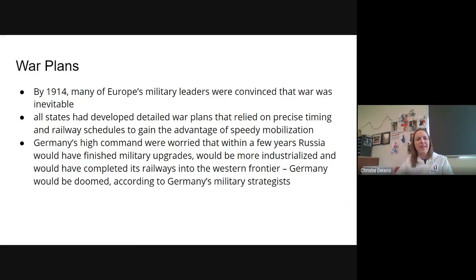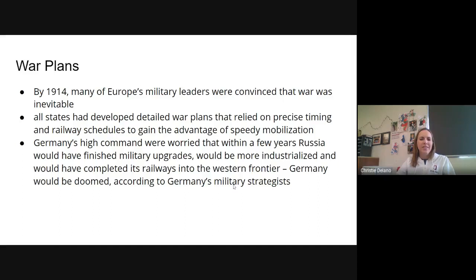What we see is these nations developing war plans, right? The development of these alliances from 1870 and on. By 1914, all of these leaders were convinced that war was inevitable and it was just going to be dependent on what match lit the spark. But everybody knew that the Balkan region was very volatile.